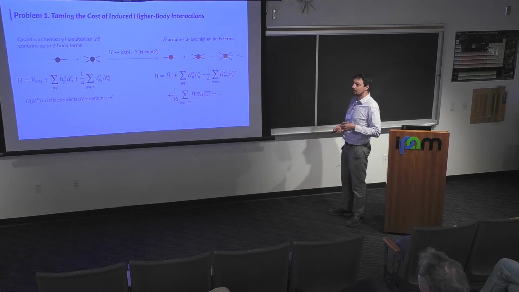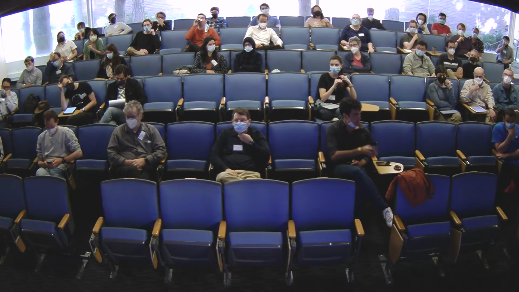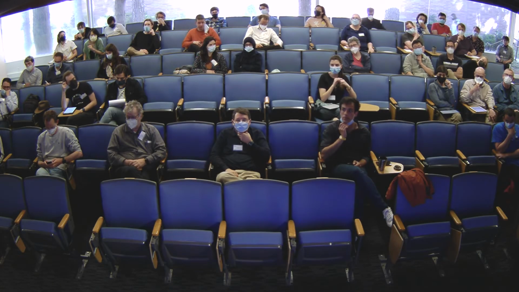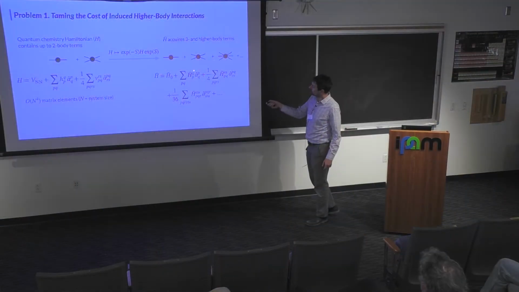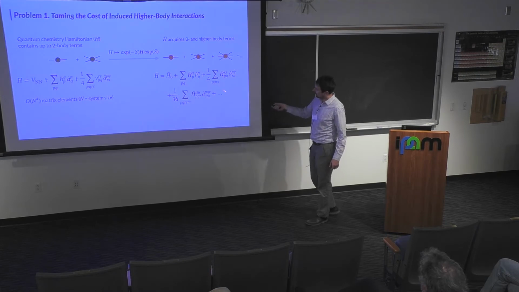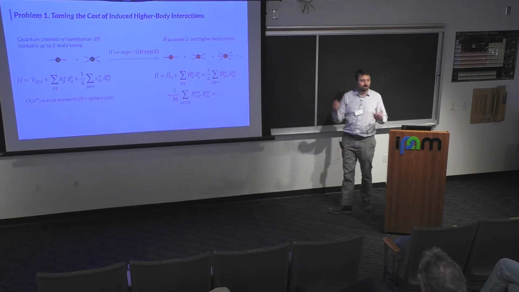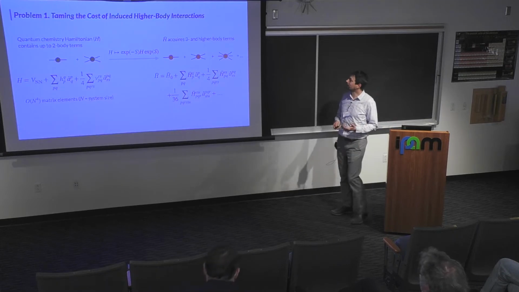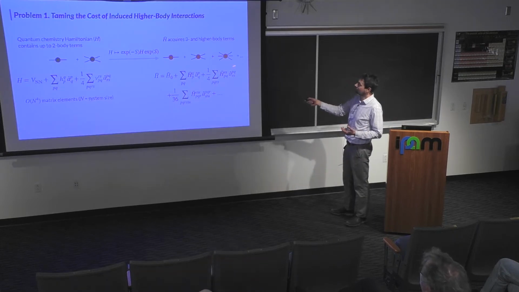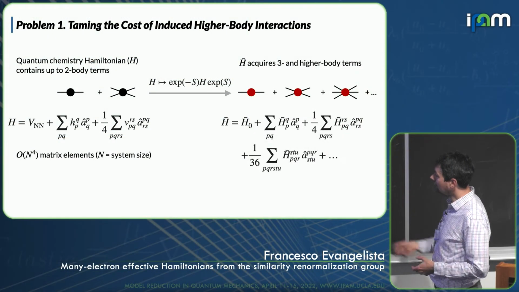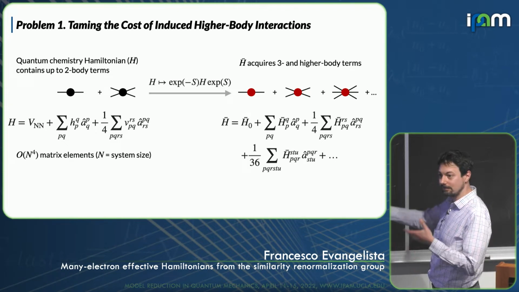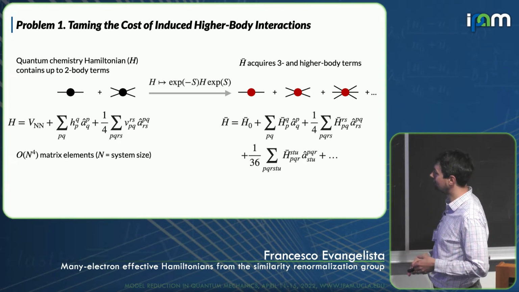It's normal order, is that assumed? Not yet. So here we have 1-body operators, 2-body operators, and then we start to get these induced 3-body operators that diagrammatically you can represent in this way. And this expansion doesn't terminate at 3, it continues.